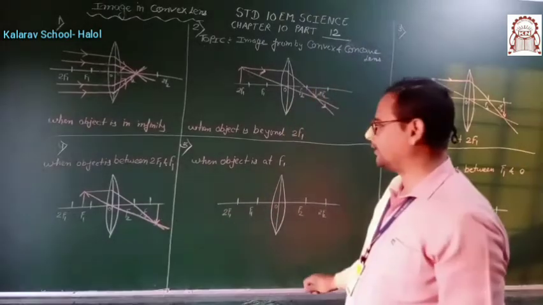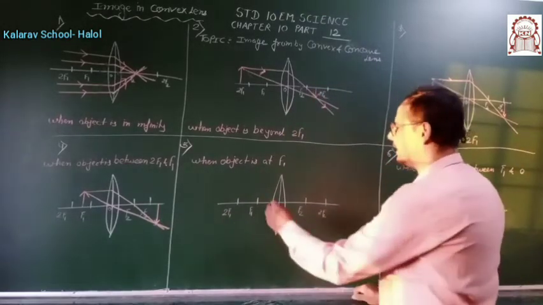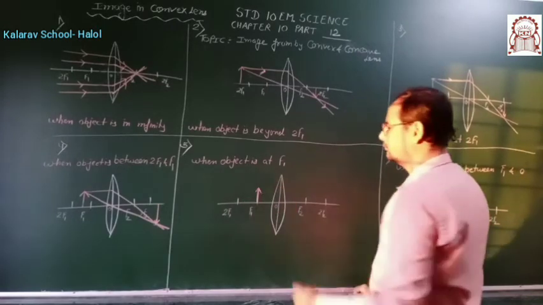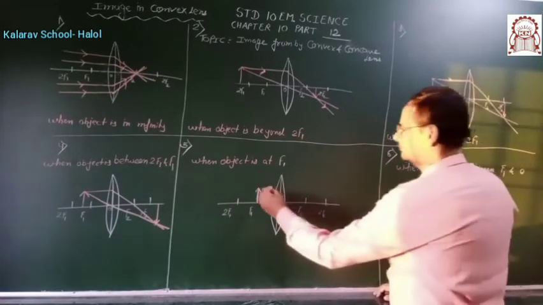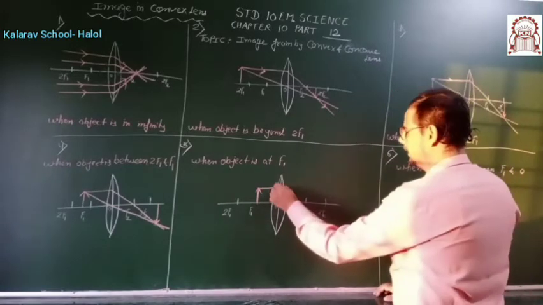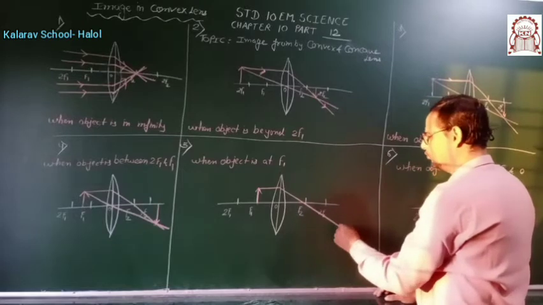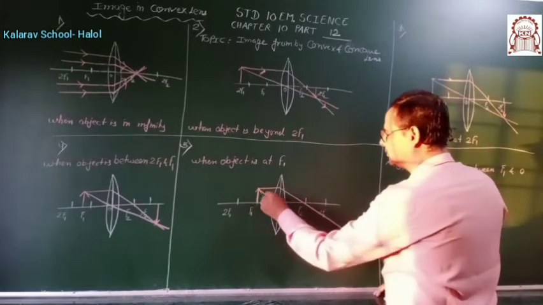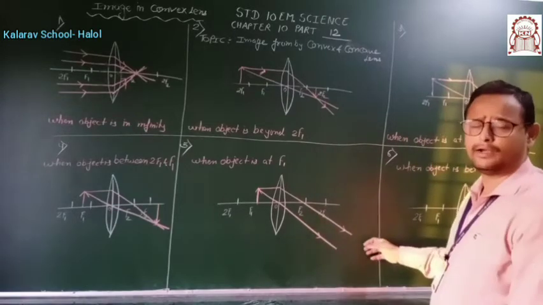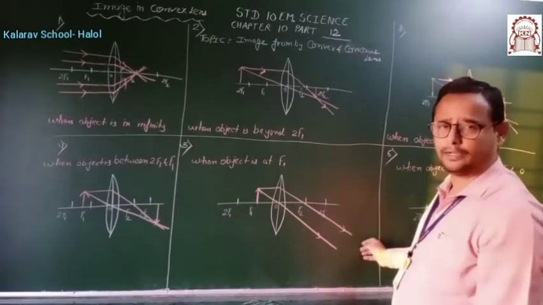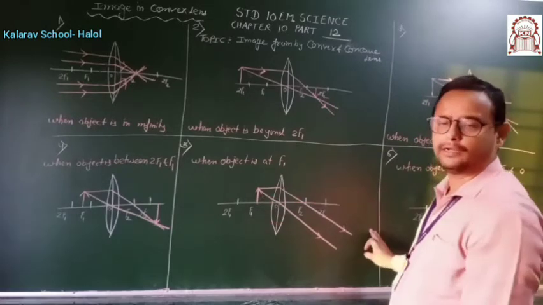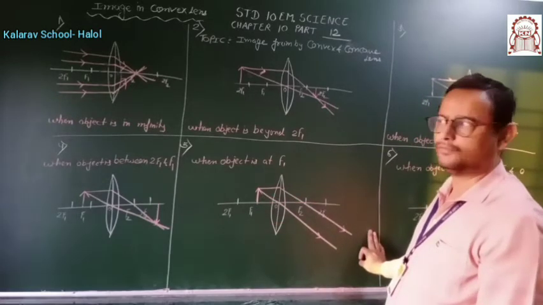Next, when the object is exactly at f1 here, then parallel to the principal axis and then passes through the focus, and the next one from the optical center. A very far and large, too big image you will get, bigger than the object, again real and inverted.